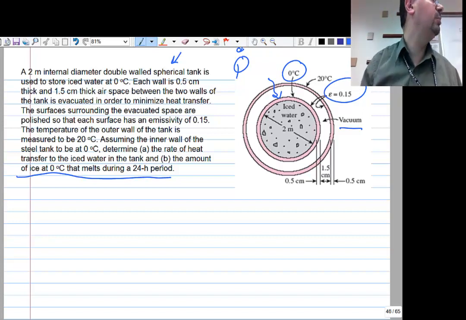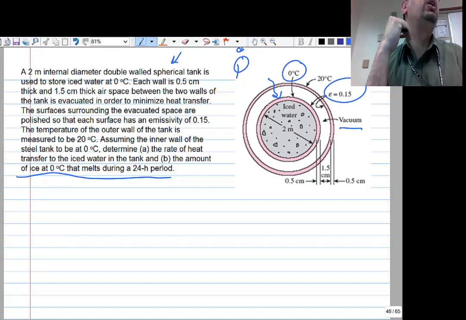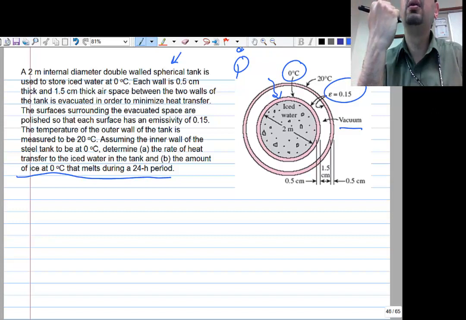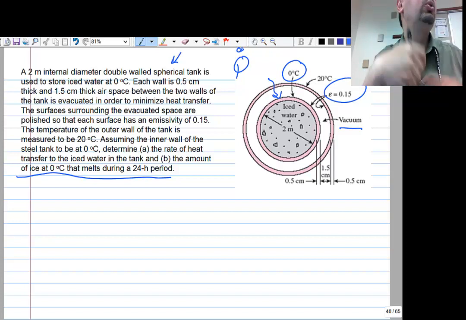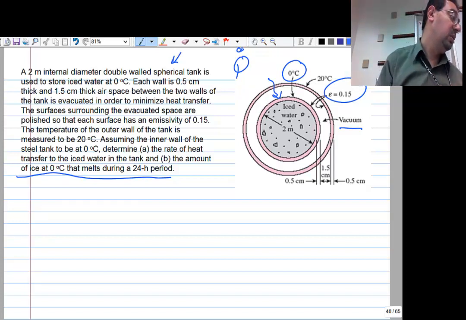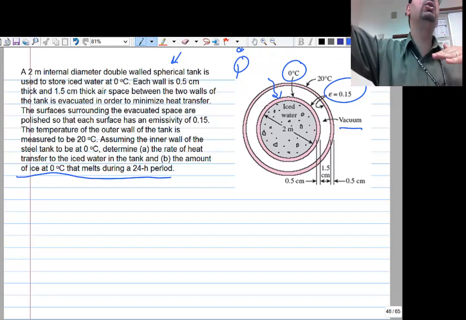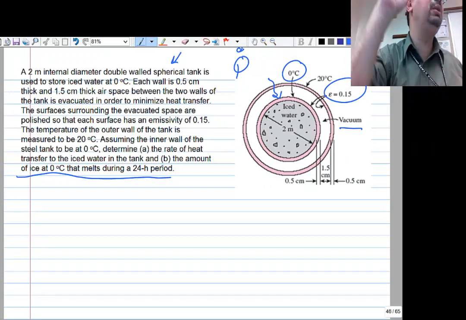So let me solve the second part first. Let's assume we got the Q dot. How do you find out how much mass of ice will melt during 24 hours? For the ice to melt, he needs joules, right? And the joules that he needs for every kilogram of ice to melt, how much joule for each kilogram of ice to melt? You need to give him Cp delta T. That's if you have temperature difference and he's moving across that temperature difference. So the joule he needs to do this is Cp delta T.